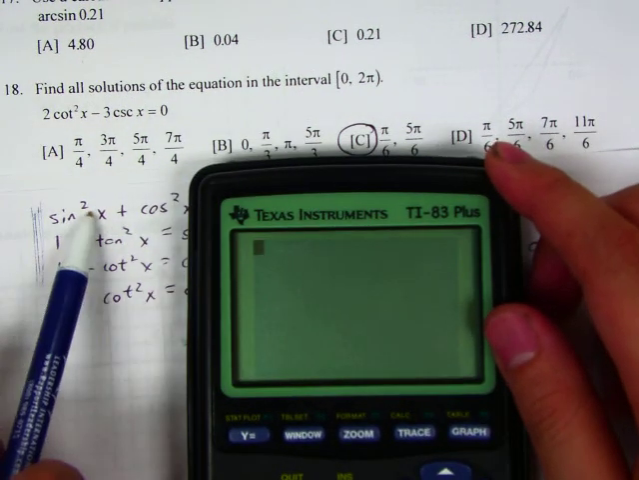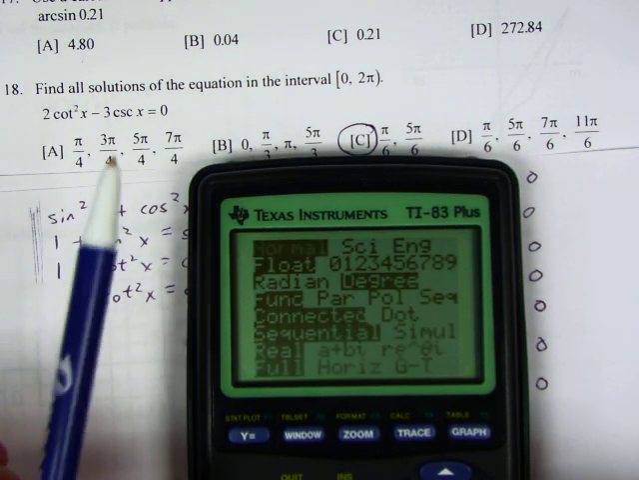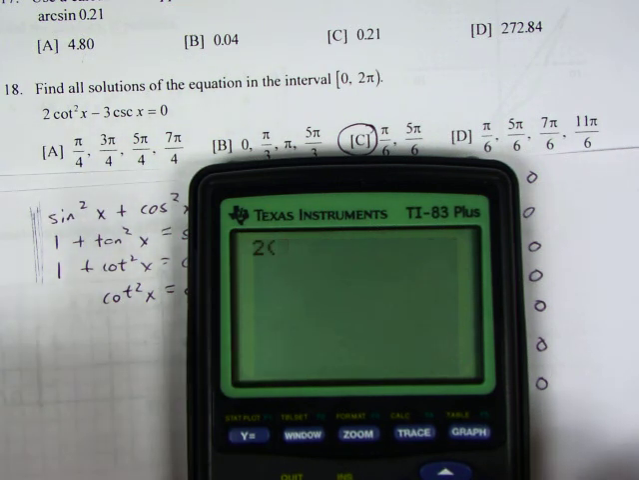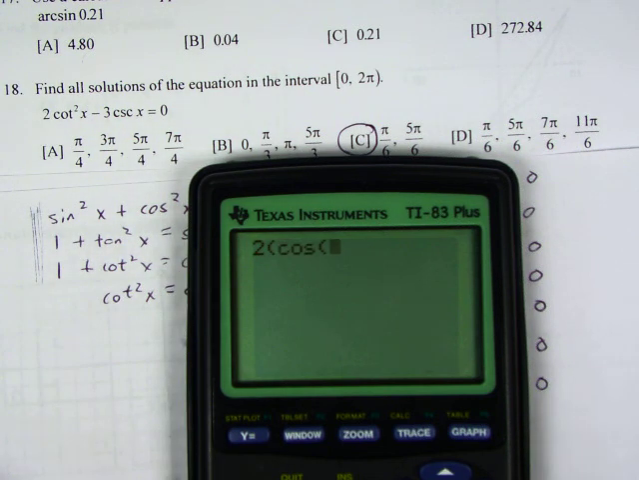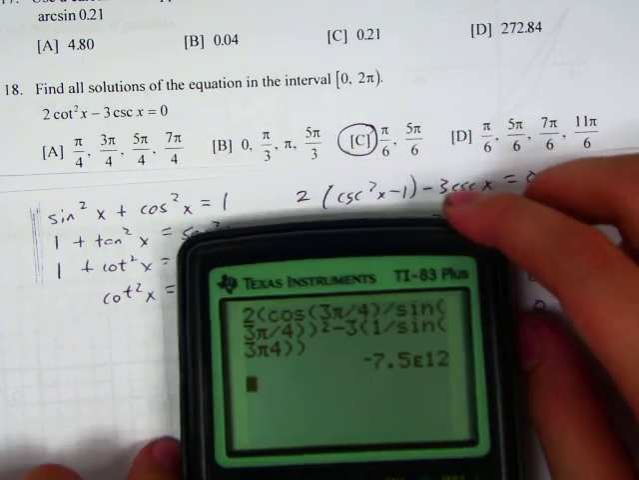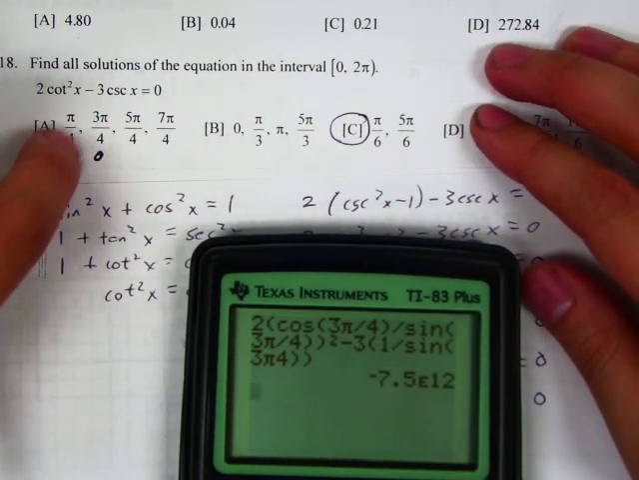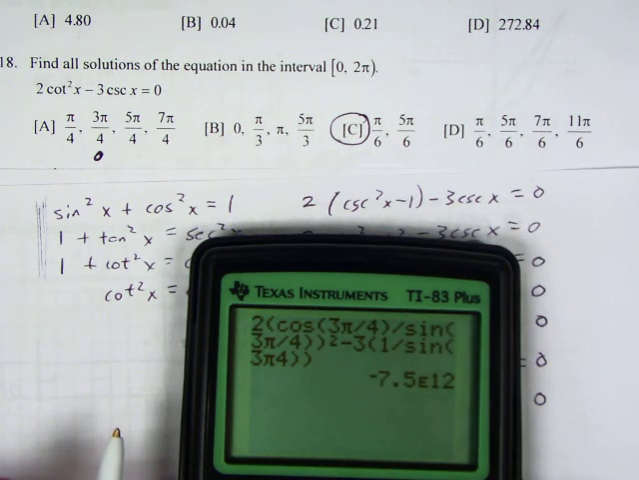So again, let's try 3 pi over 4 here. I'm going to have parentheses 2, and put this in parentheses. Let me change my mode to radians. Again, cotangent is cosine over sine. So I'm going to have cosine of 3 pi over 4 divided by sine 3 pi over 4, all in parentheses. I'm going to square it because it's squared. Minus 3, and then parentheses 1 over sine 3 pi over 4. Okay, that equals 0. So that does equal 0 at 3 pi over 4. But the problem is you have to test all of them, right? You have to see if all of them would equal 0.